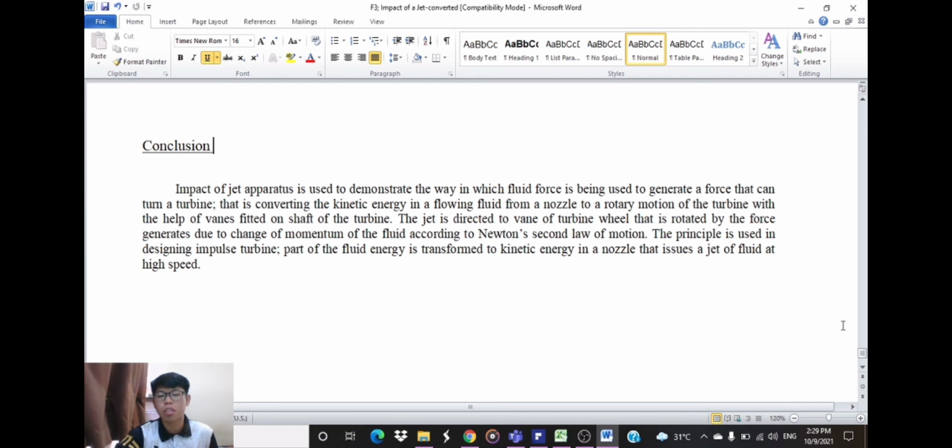The jet is directed to the vane of a turbine wheel that is rotated by the force generated due to change of momentum of the fluid according to Newton's second law of motion. The principle is used in designing the impulse turbine. Part of the fluid energy is transformed to kinetic energy in a nozzle that issues a jet of fluid at high speed.